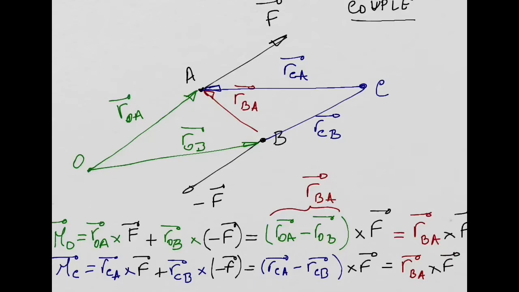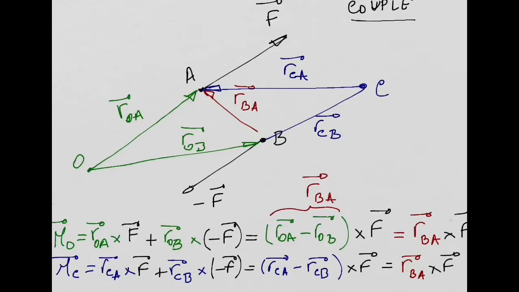Which is an amazing result, right? Look at this. It doesn't matter, basically. So we obtained the same result as when we calculated the moment about point O. So it means what? It means it doesn't matter which point I choose to evaluate the moment produced by this couple.